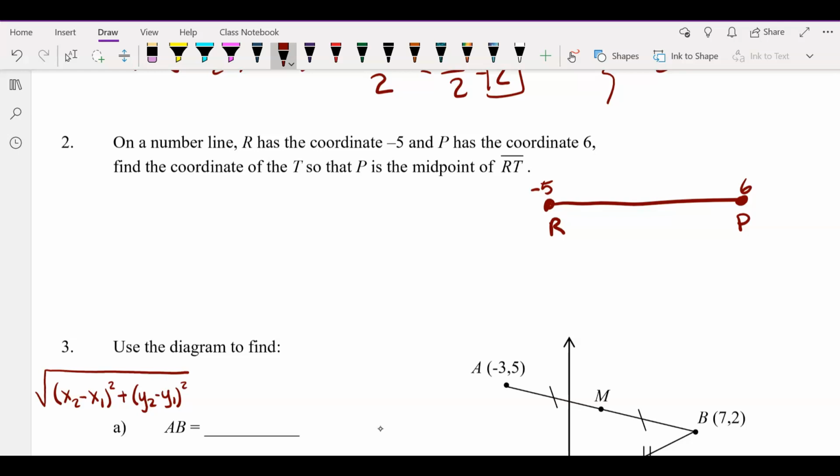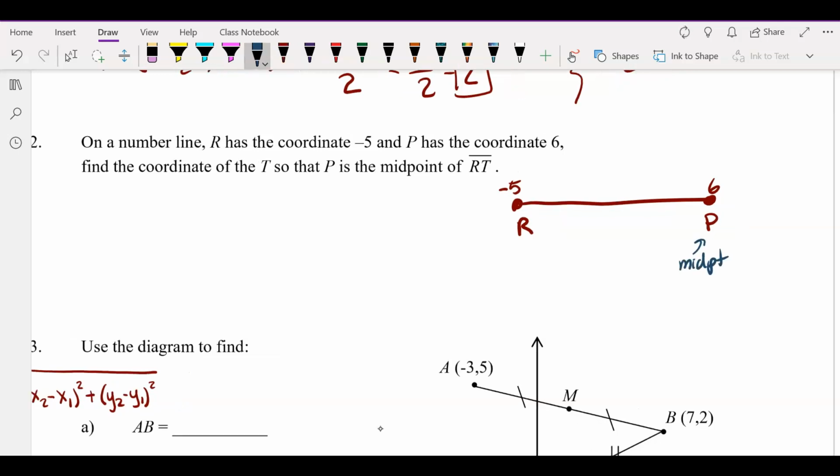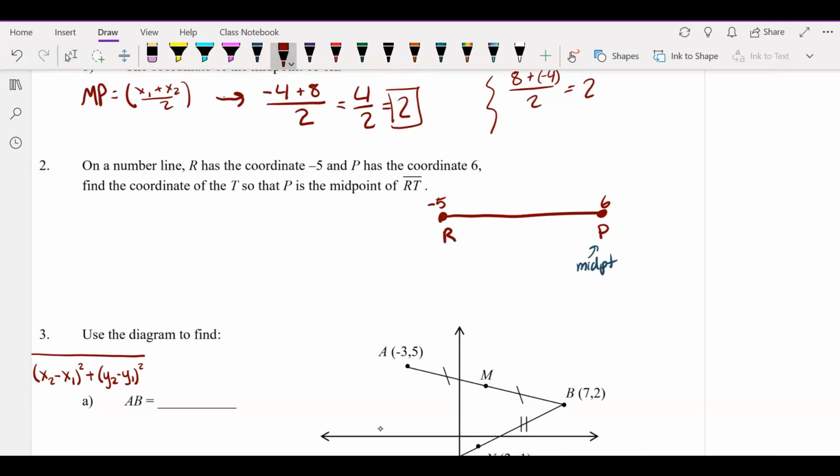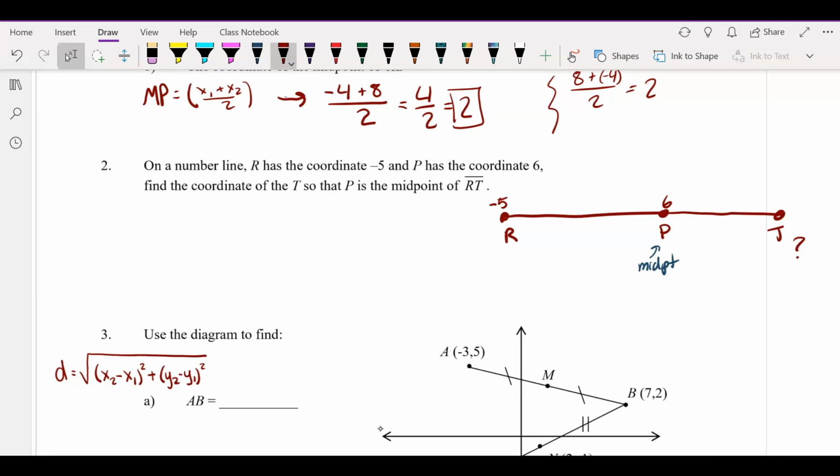Okay, well, I'm going to say that again. So find the coordinate of T so that P is the midpoint. So that means we're saying that this P here is going to be the midpoint. So I need to then figure out, and I'm going to extend this line here, what T is. Okay, so I know that P is the midpoint. So over here we have our formula, MP equals x1 plus x2 divided by 2.